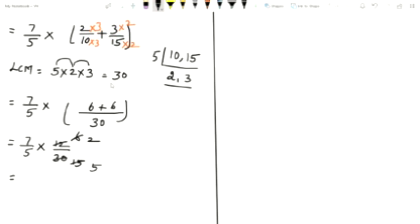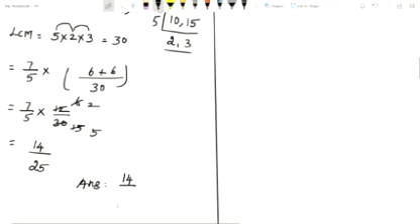Now multiply the numerator with the numerator, denominator with the denominator. So 7 twos are 14, and 5 fives are 25. Now we can't convert this, because it is a proper fraction, so we can't convert it into a mixed fraction. So you leave it as it is. So what is the answer, children? 14/25. I repeat this.